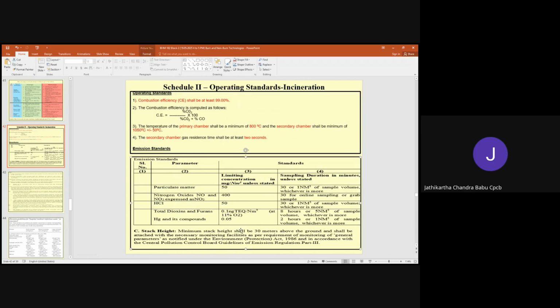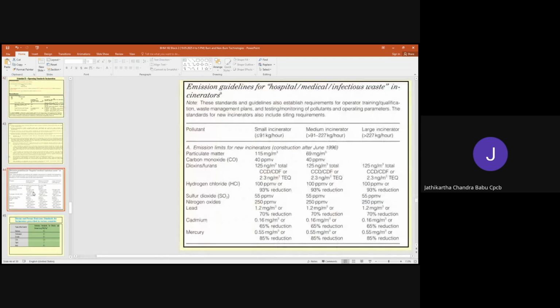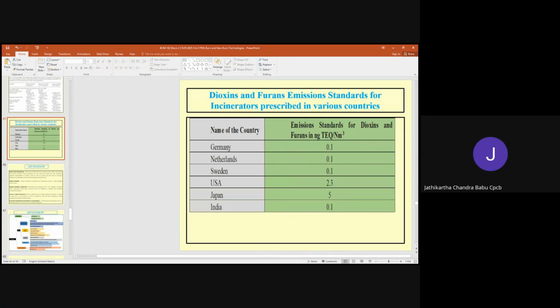Stack height shall always be at least 35 meters, so that the gases are discharged through it. Secondly, we have different types of emissions. In the case of India, we have prescribed that dioxin and furan emissions should not be greater than 0.1 nanogram toxic equivalent per normal meter cube.